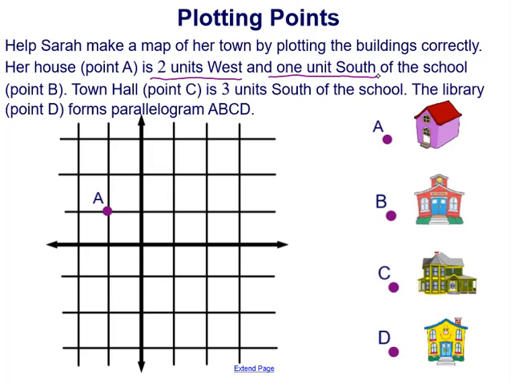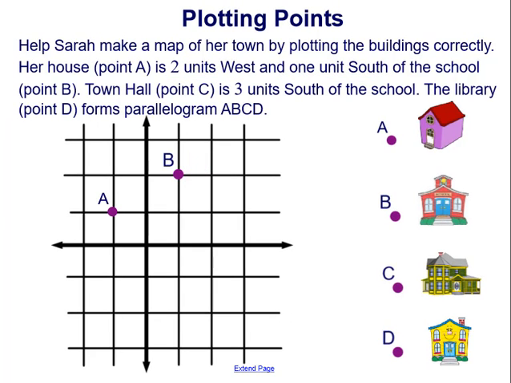So if her house is 2 units west and 1 unit south of the school, point B, we need to do the opposite to find the school, to put that point B. We would need to go 2 units east, which is in the right direction, and 1 unit up or north, because that's the opposite of 2 units west and 1 unit south. So point B, the school, would be there.